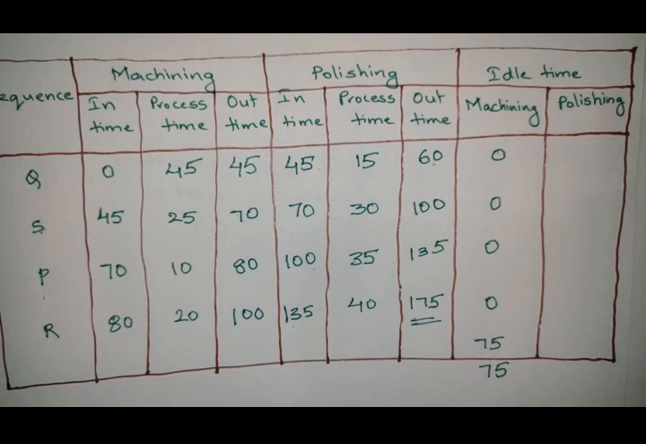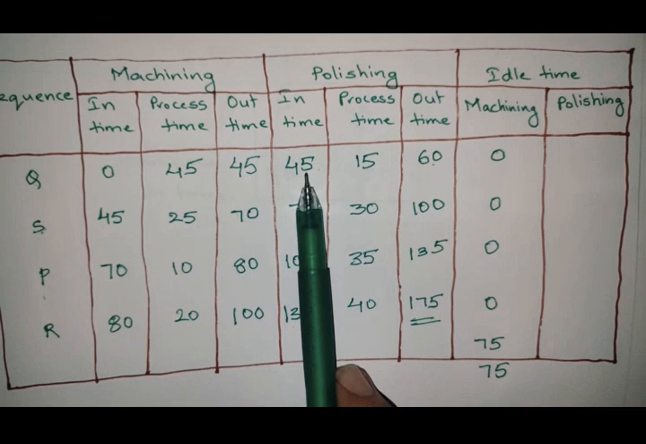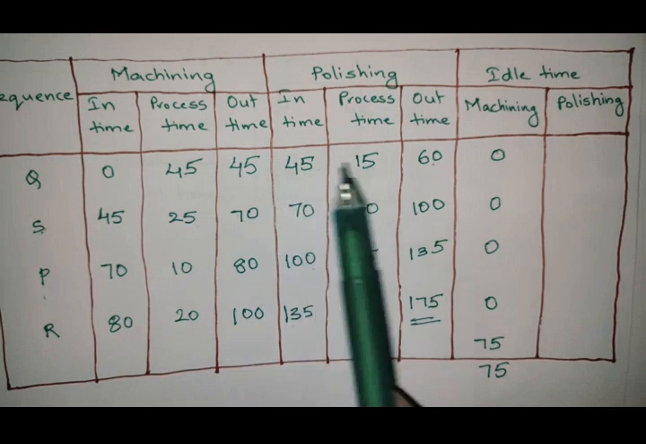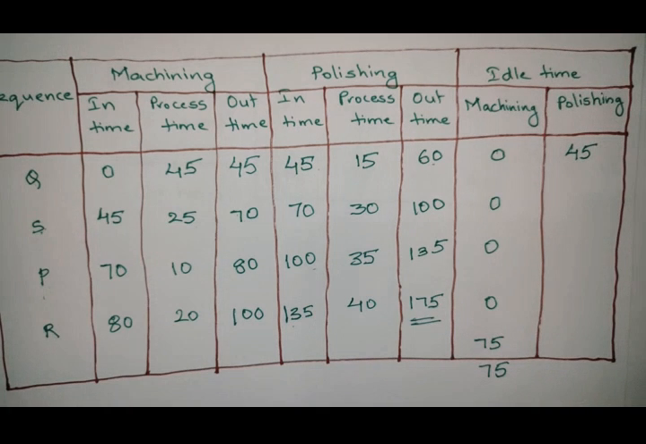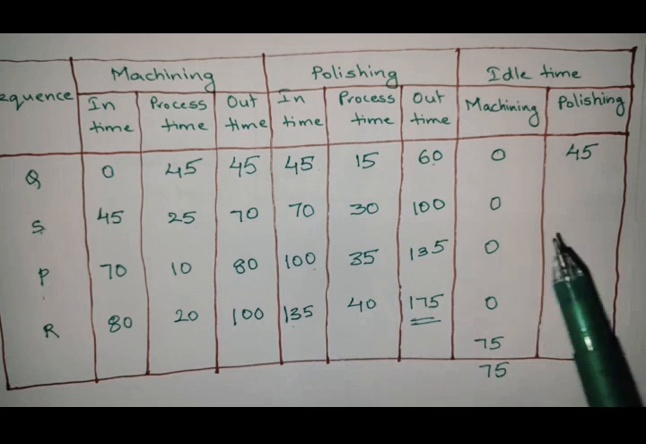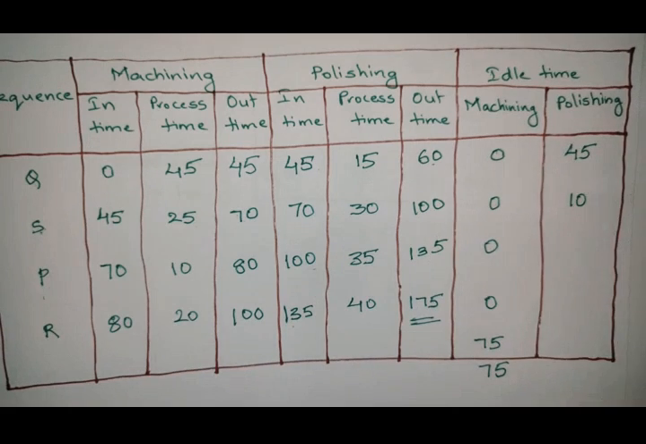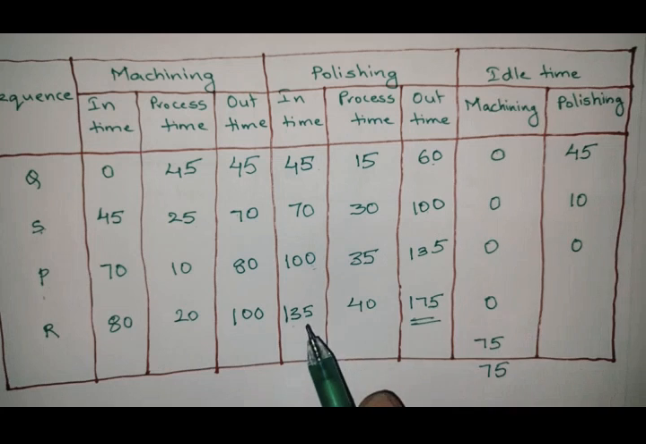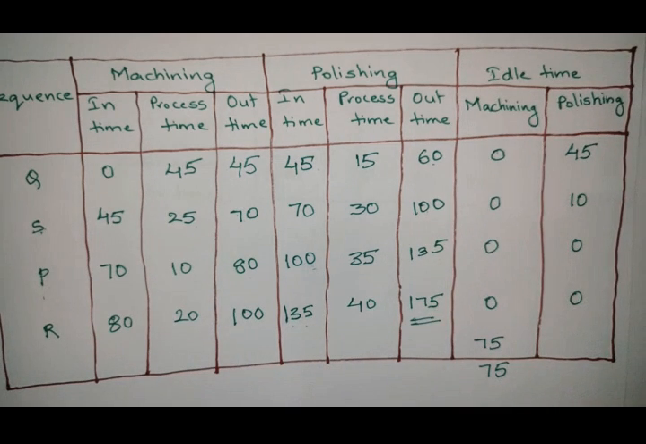Next, let us calculate the total idle time in polishing. So the polishing process started at the 45th hour. So up to that time the polishing machine has to be idle. So that's why idle time here will be 45 hours. And next, corresponding to the next jobs, the difference between 70 and 60, 10. Next, difference between 100 and 100, 0. Difference between 135 and 135, 0. Then what is the total idle time?